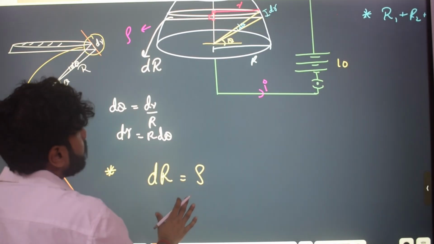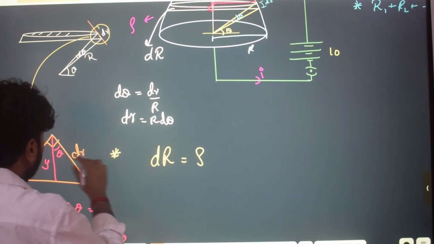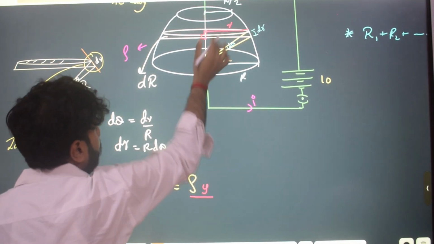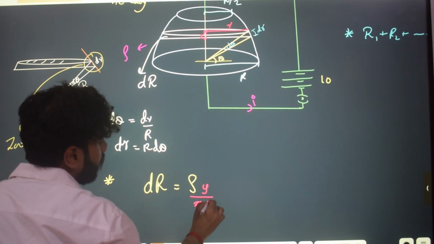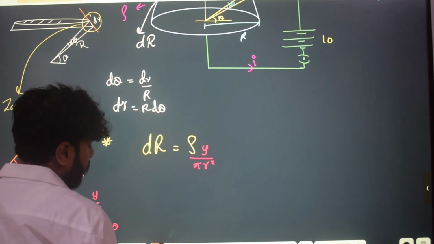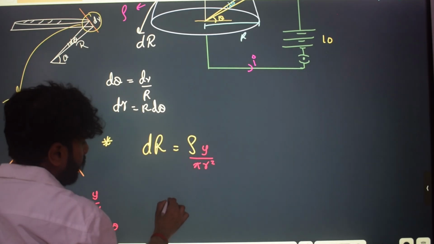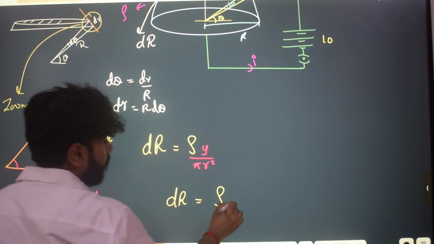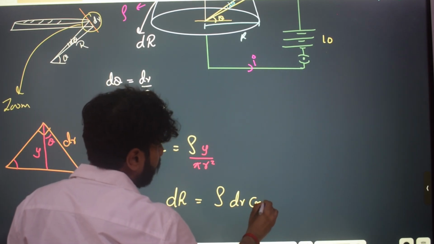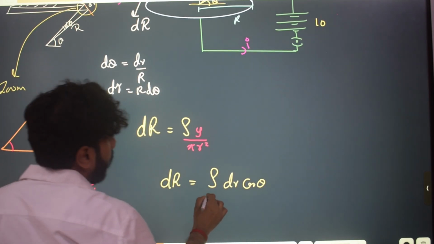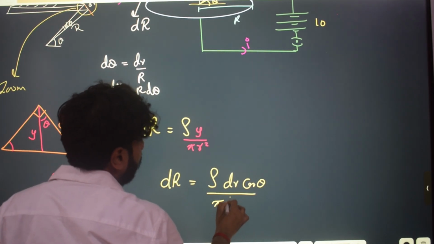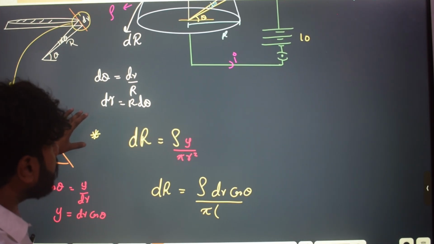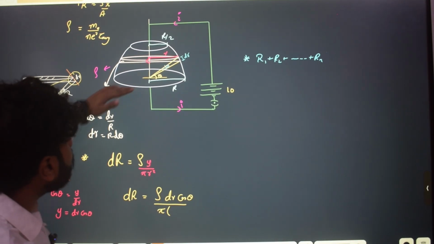So our resistance is what, rho L by A. L will be just like I explained here, y, and A will be the area of this disk, that is pi r square. Now if you substitute the values, you will find y is just dr cos theta. And now we need to care about r also. Why do we need to care about r? Because you can see what was the first intention to find the resistance.